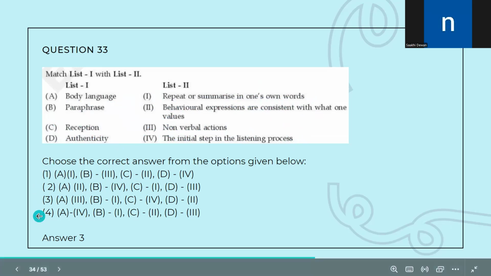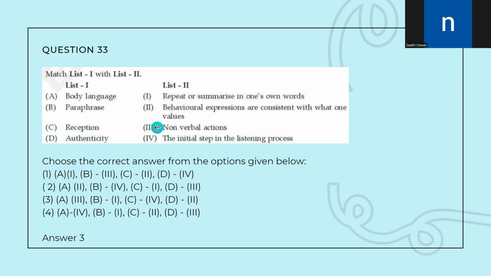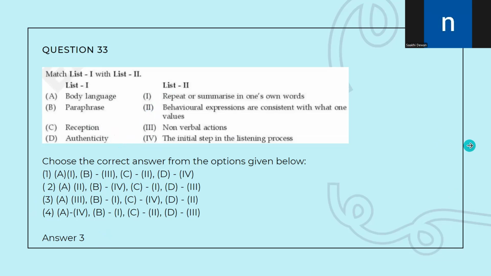So when we refer to the options, we can clearly see that option number 3 that matches body language with non-verbal actions, paraphrasing with repeating or summarizing one's own words, reception with initial step in listening process, and authenticity with behavioral expressions that are consistent with what one values is the correct answer. So the answer for this question is option number 3.